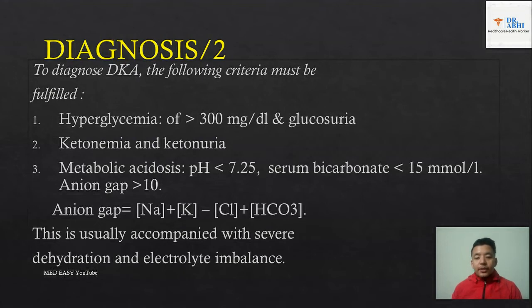Anion gap is calculated as the sum of sodium and potassium, deducted by the negative ions like chloride and bicarbonate. This is usually accompanied by severe dehydration and electrolyte imbalance.